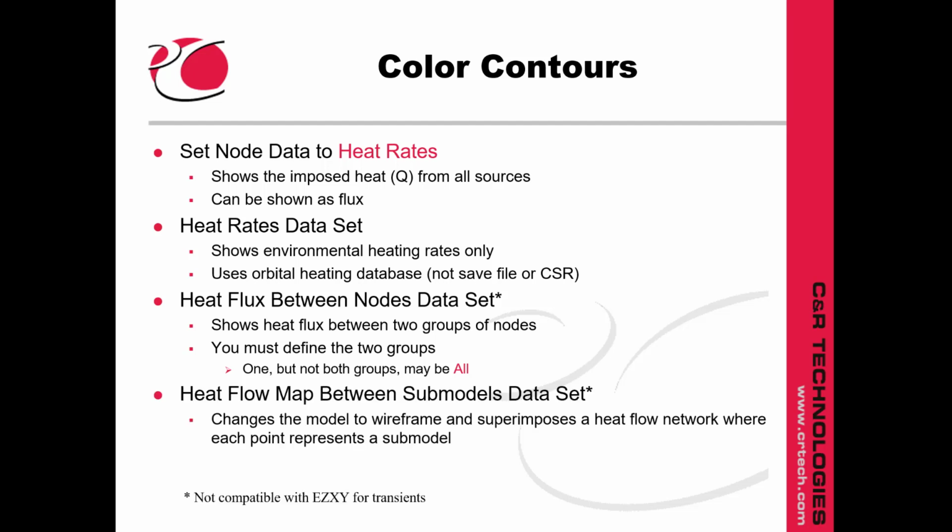And heat flow map between submodels. This is an interesting one. It changes the model to a wireframe and superimposes a heat flow network where each point represents a submodel. Now these last two are not compatible with EasyXY Plotter when you're looking at a transient.